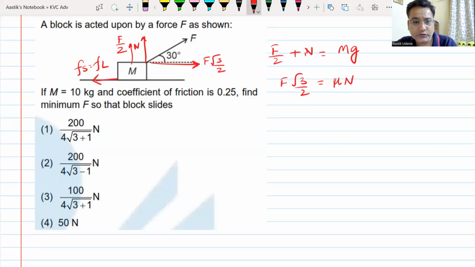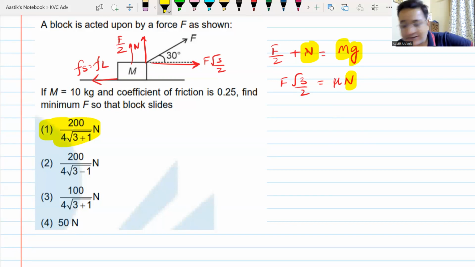From here, what you have to do is eliminate N. M is given to you, and G is already known. You'll just have to eliminate N out of this equation and you should be able to get the value of F. And the value of F that I have from the answer is 200 upon 4 root 3 plus 1.